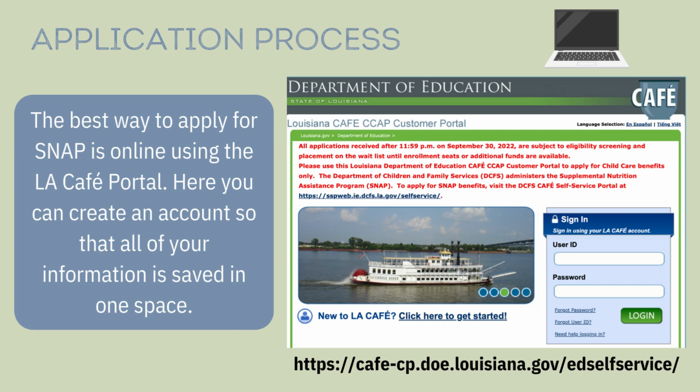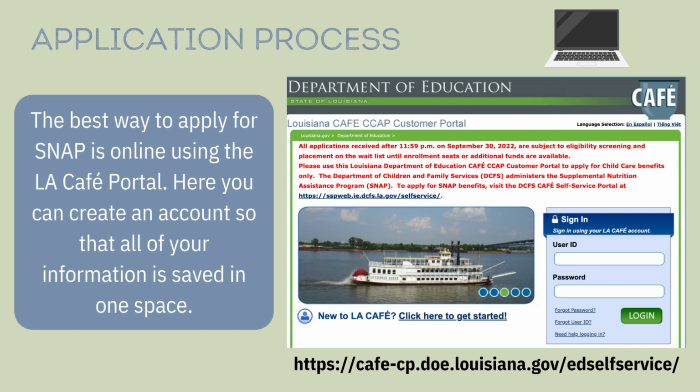We would advise you to apply this way because it not only is quicker for the Department of Children and Family Services to look at your application, it also has all of your information listed there that you can continually update and have all of your information in one spot. All of your documentation would be there. It's the fastest way to get approved for SNAP. And so we just really recommend that you do it online.